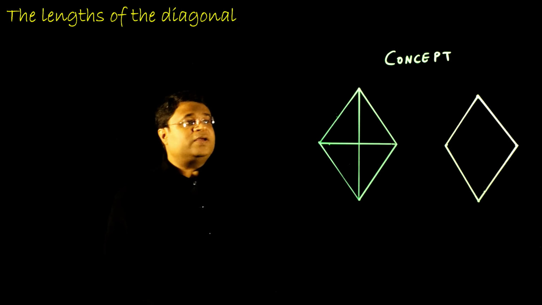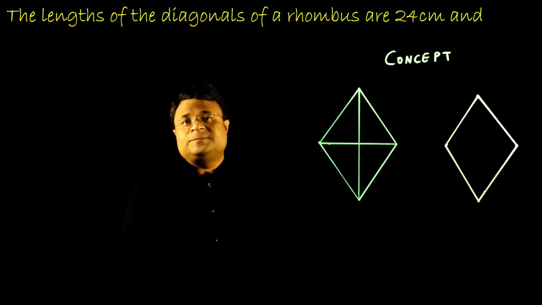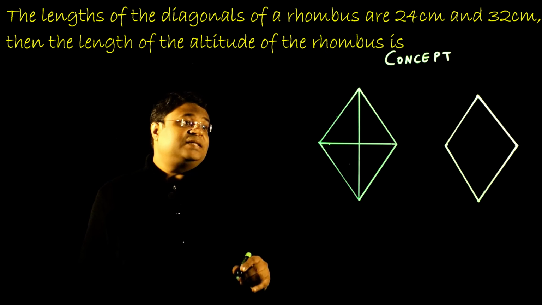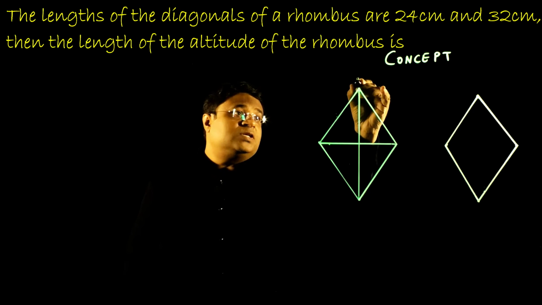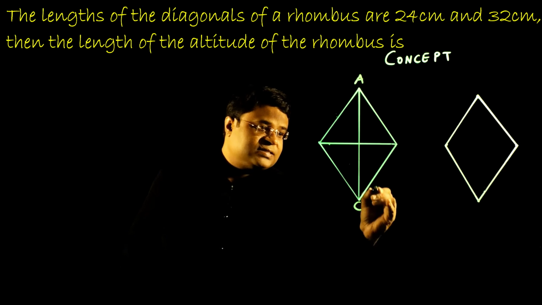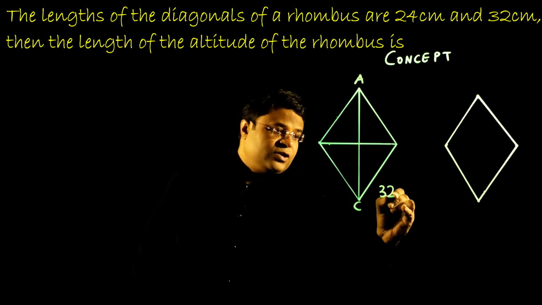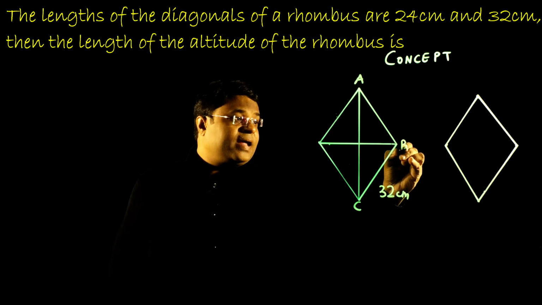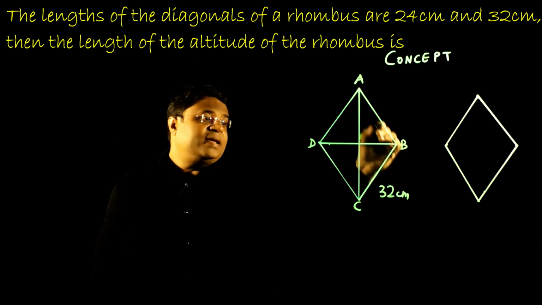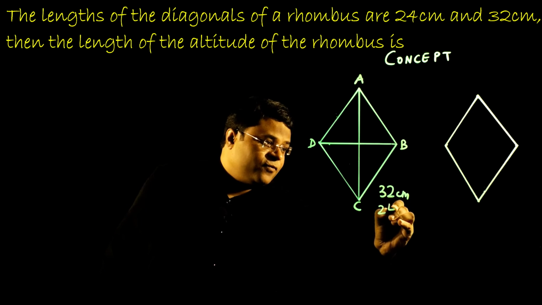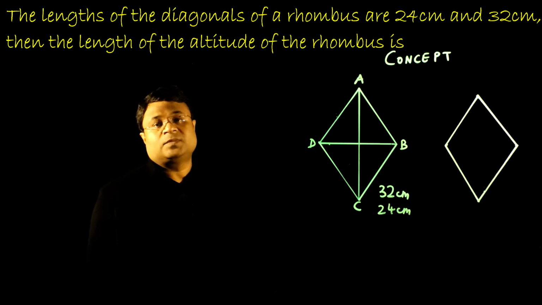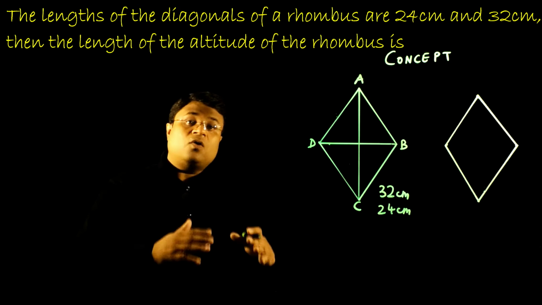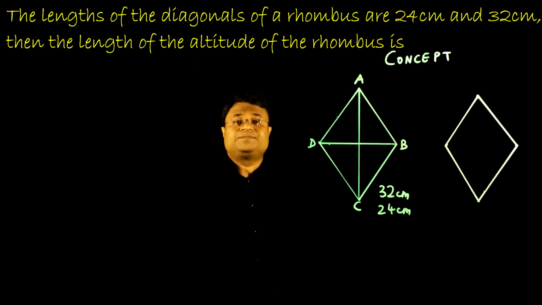This is a question in which we have been given a rhombus and they say that the length of the diagonals is 32 centimeters. So this longer diagonal AC is 32 centimeters and the shorter diagonal BD is 24 centimeters. And what we have to do is find the altitude of the rhombus.